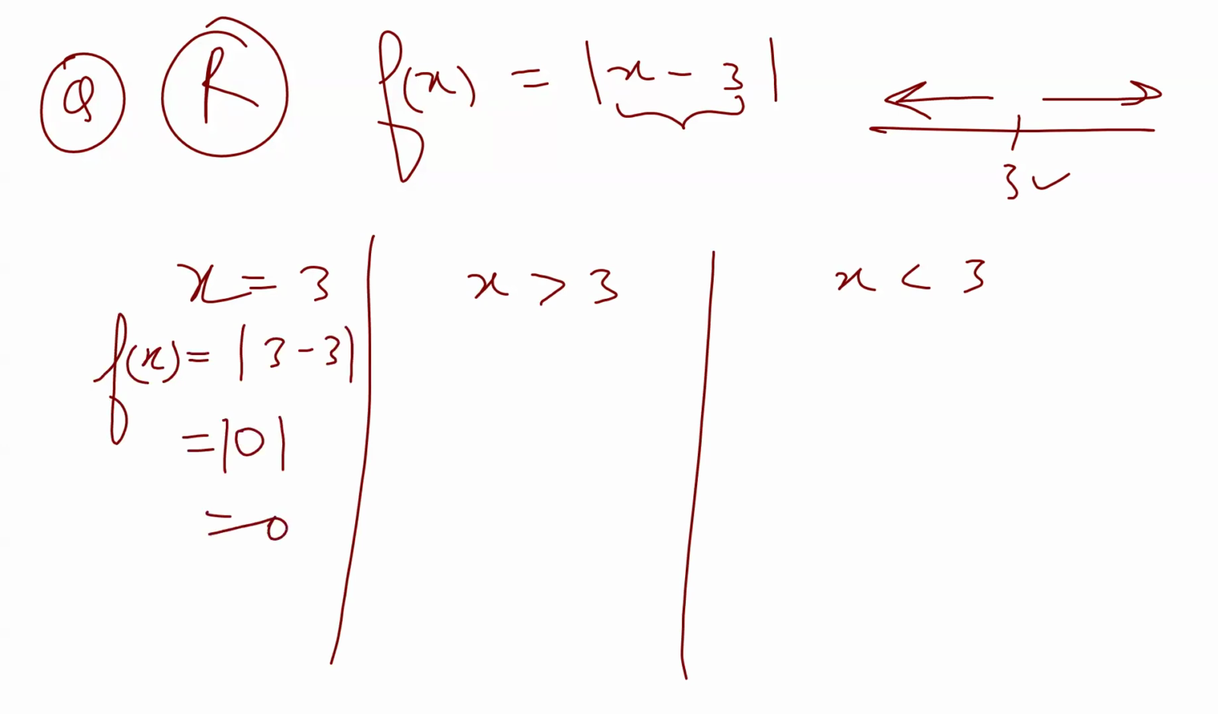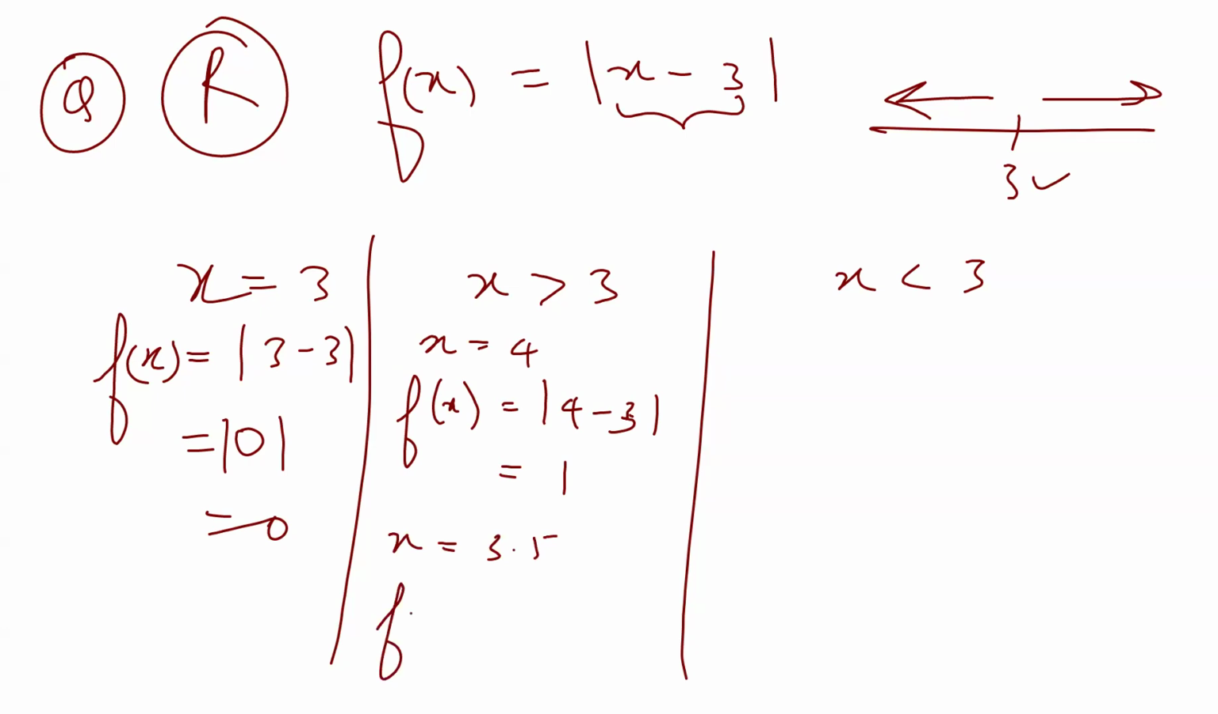Now x is greater than 3. Let us test for x is equal to 4. So f of x is equal to modulus of 4 minus 3, which is modulus of 1, which is 1. If x is equal to 3.5, f of x is equal to 3.5 minus 3, which is equal to 0.5. So we are getting certain answers over here for x greater than 3, and all these are real values.